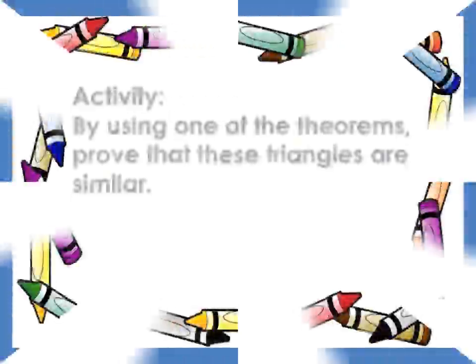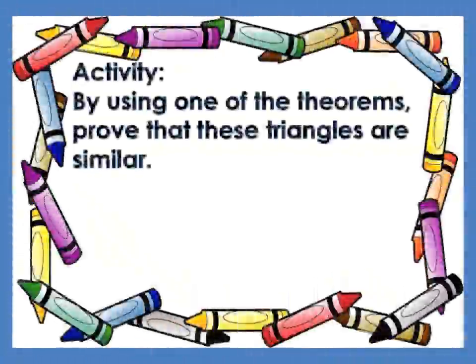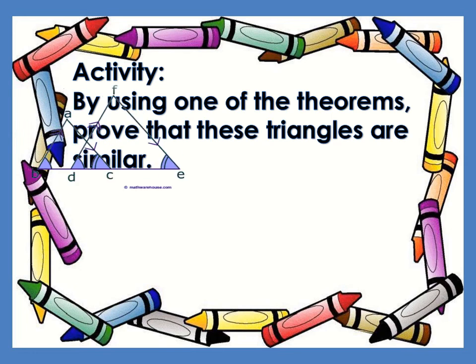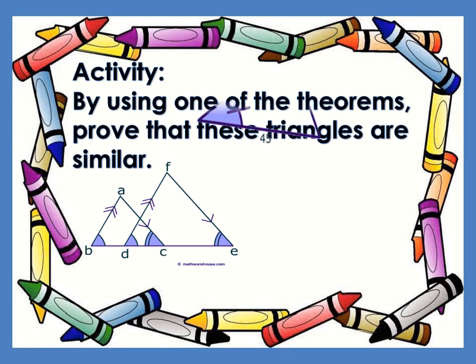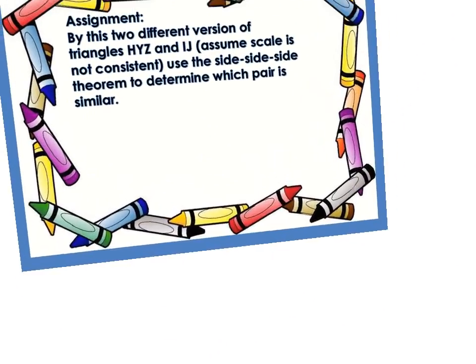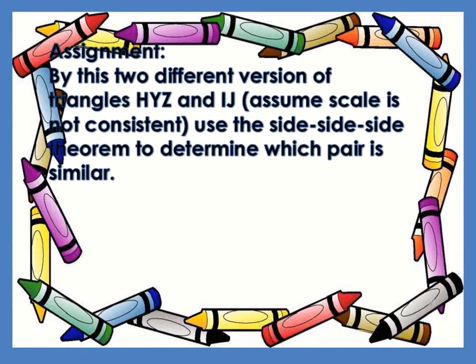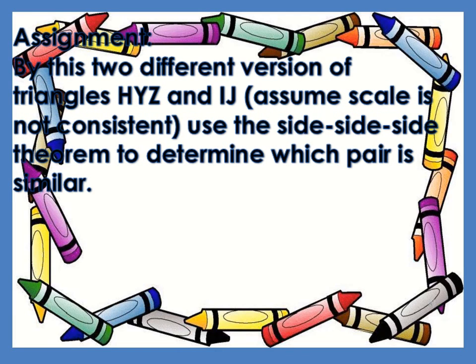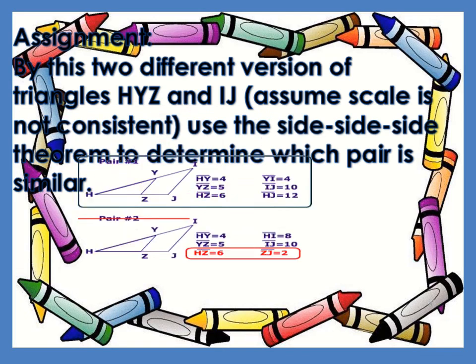By using one of the theorems, prove that these triangles are similar. Here are two different versions of triangles, HIS and HIJ. Assume the scale is not consistent. Use the side-side-side theorem to determine which pair is similar.